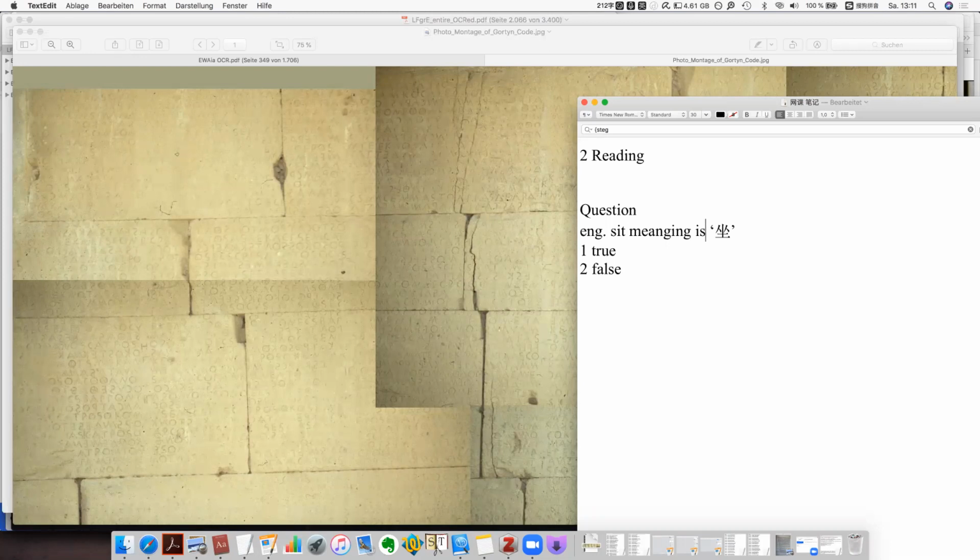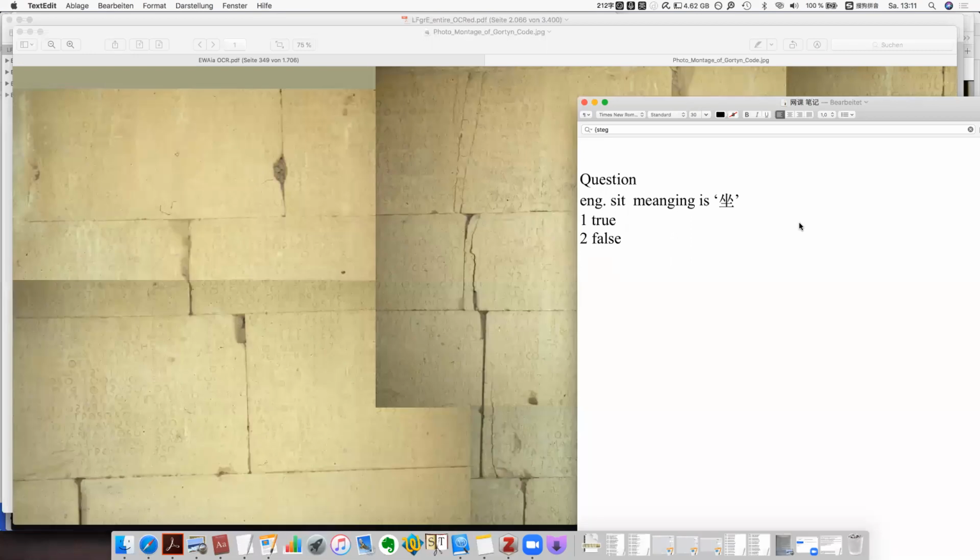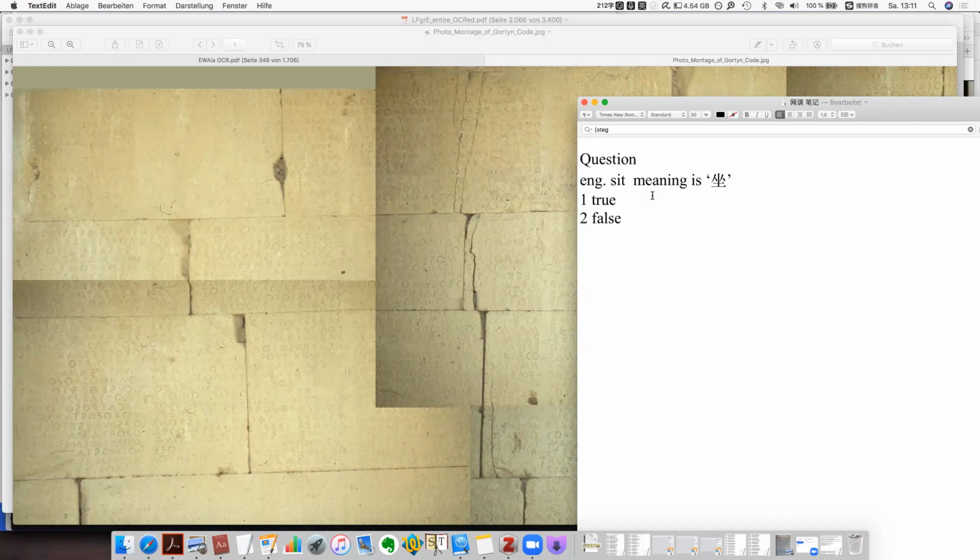Please don't deliberately choose according to what you guess I think, just choose what you think. This is important because I want to know your impression, your real answer. The English word sit, its meaning is 坐, no one doubts that, right? Okay, someone chose false. That's really interesting, and we will talk about it later. I just want to know what you really think. Do not think from my angle.